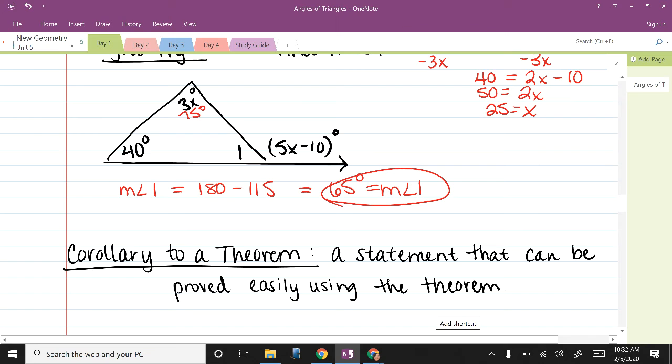Here's a definition. You don't have to write it down. Well, you might want to, because you'll see the word corollary a lot.